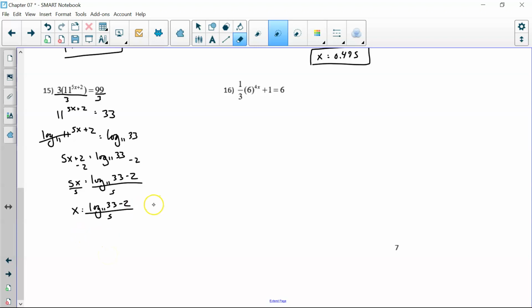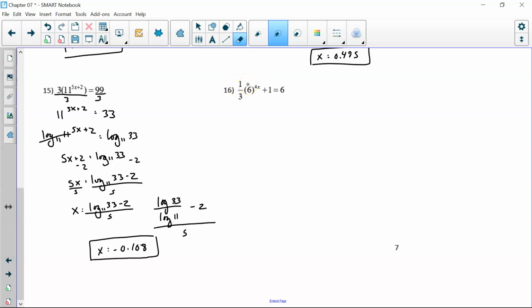What you would do, log of 33 divided by the log of 11. Hit enter, then you would just subtract 2, hit enter, and then divide that whole answer by 5. And you're going to get x equals negative 0.108. And then if you substitute back in, you'll see that it does give you an answer very close to 99.